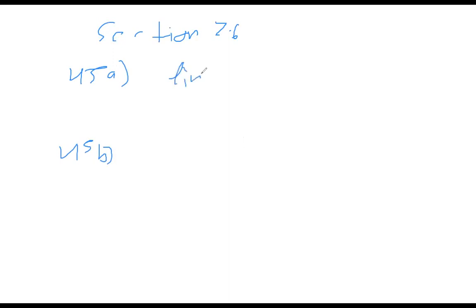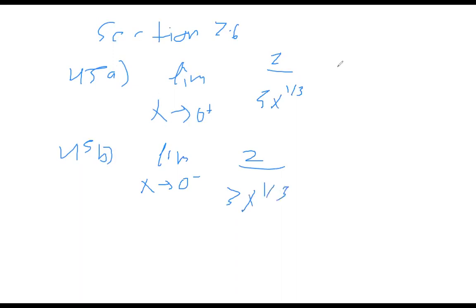So let's do one with the right and left hand limit. Let's look at 45A and 45B, again section 2.6. 45A is the limit as x approaches 0 from the right of 2/3 x to the 1/3. And this one is the limit as x approaches 0 from the left of 2/3 x to the 1/3. Okay, so plug in 0.